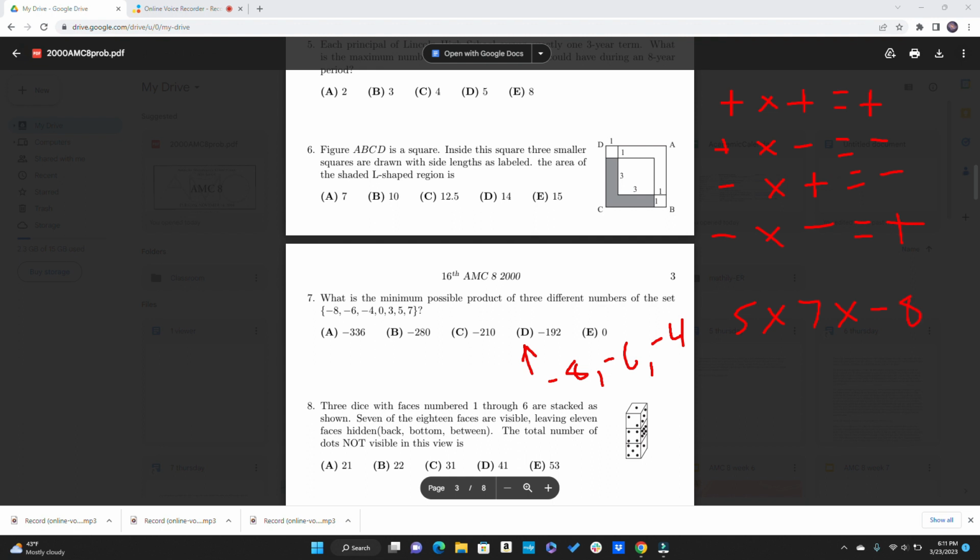So that's negative 8 times 5 times 7. And so far, that's our best answer. That's the one that's the least out of our two cases so far. Can we do any better?